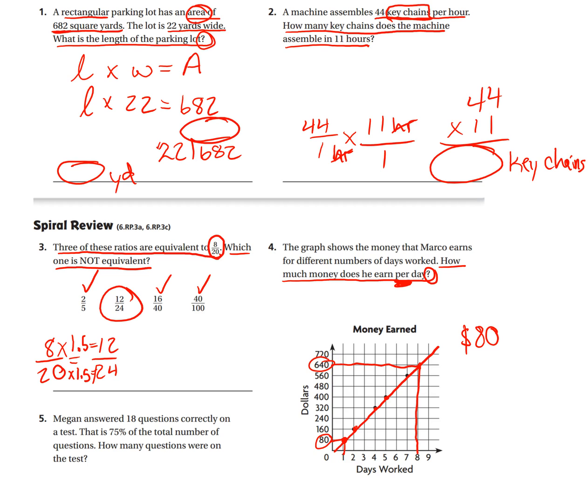And I could see as well for 8 days, he's going to make $160. Now, that's not what this question asked, but I'm just showing you how when you use that linear relationship line, you can figure out the amount he's going to make for any number of days.